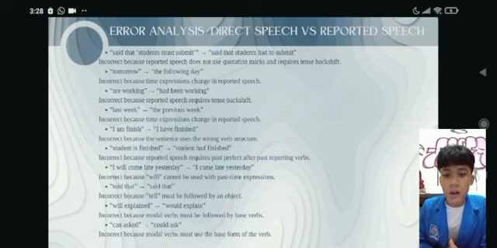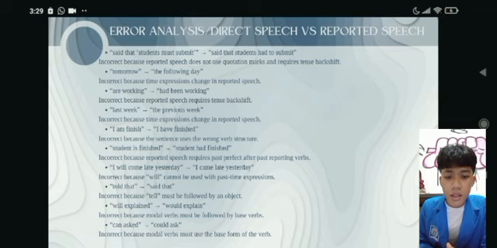Next, "are working": the correct analysis is "had been working", because reported speech requires tense backshift. Next, "last week": the correct analysis is "the previous week", because the time expression changes in reported speech. Next, "I'm finished": the correct analysis is "I have finished", because the sentence uses the wrong verb structure. Next, "student is finished": the correct analysis is "student had finished", because reported speech requires the past perfect after past reporting verbs.